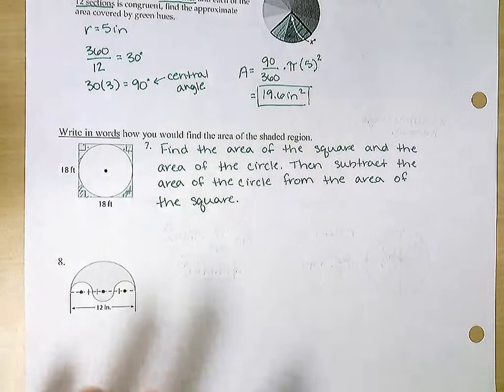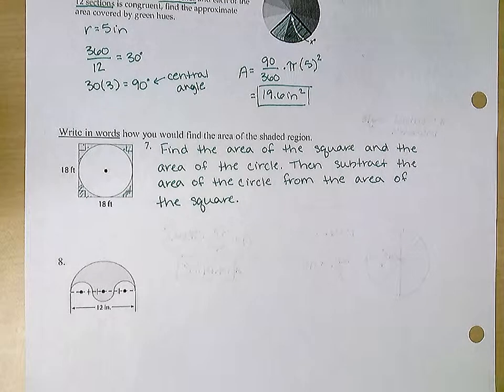Now you do have to be careful when writing this. You should not say subtract the area of the square from the circle. The square is the bigger figure here, so you need to subtract the circle from the square. Okay, so if I had this as a writing problem on your test, you do need to be careful of how you word it. Does that make sense?